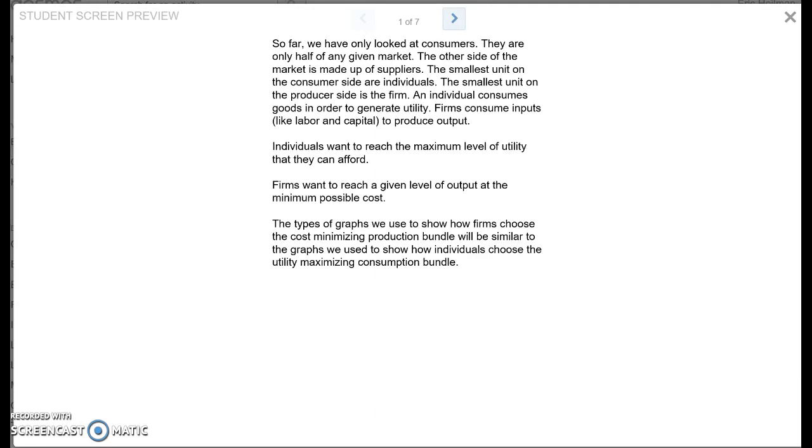Firms have a similar incentive. The assumption we're making is that whatever level of output a firm wants to produce, they want to do it in the least costly way. So they want to reach a certain level of output at a minimum possible cost. So consumers are trying to maximize utility, and suppliers and producers are trying to minimize costs. So let's start taking a look at the types of graphs that we are going to be using to do this analysis.